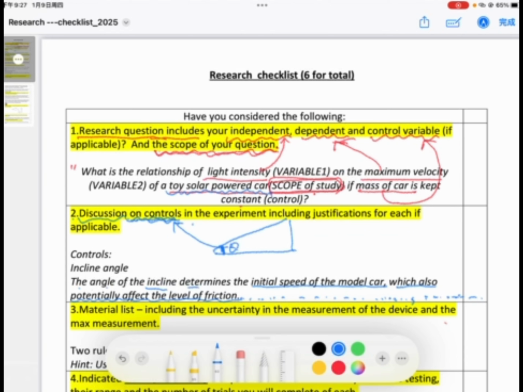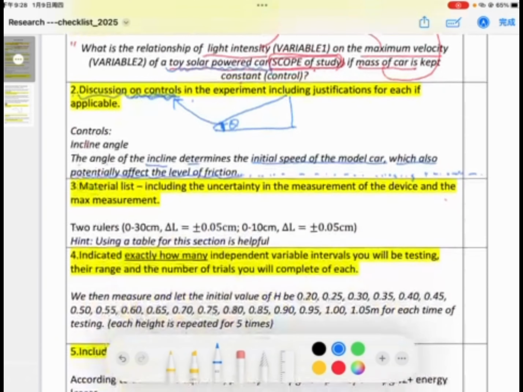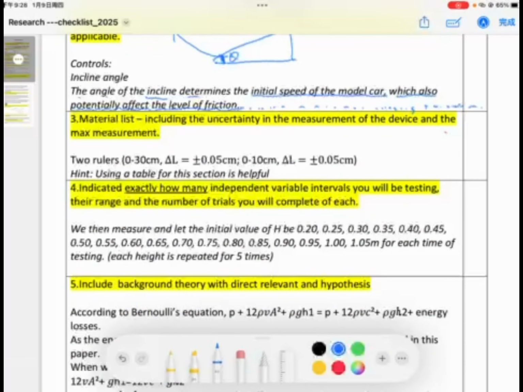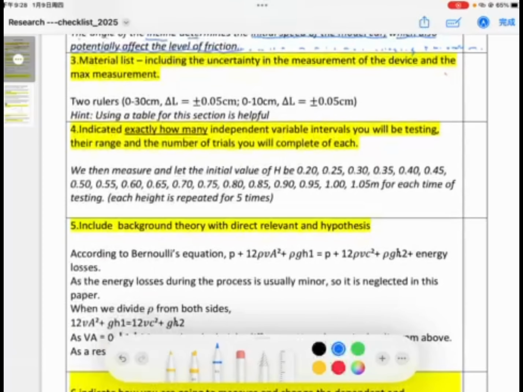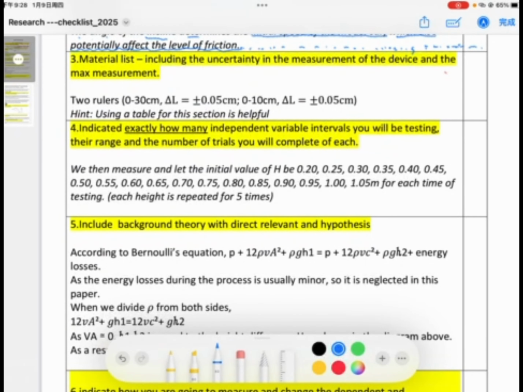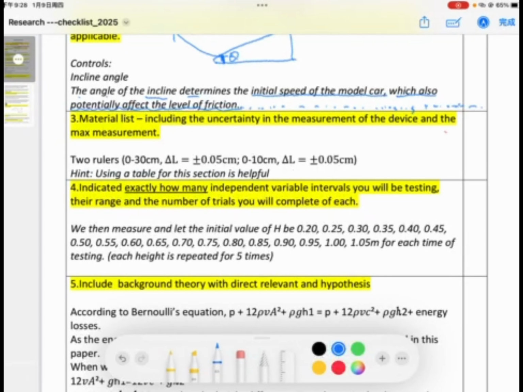After you have stated your control variables, the next one is materials, right? So let's look at number 3, the material list.